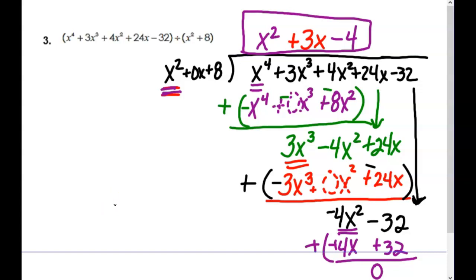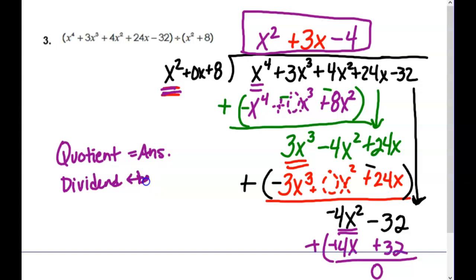Do you need help with that vocabulary? Quotient is the answer. After we've divided, okay? The one in the box is the dividend. That's what's being divided. And then what's dividing into it is the divisor.